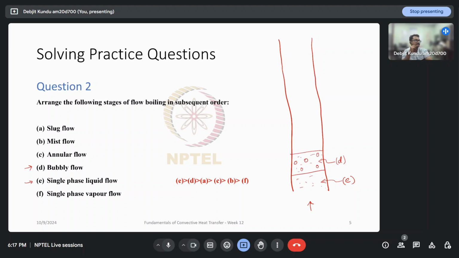Then after that, these bubbles will keep on growing bigger and coalescing with each other, forming these bigger slugs like this. There will still be small bubbles, but big slugs will start forming and covering more volume of the entire fluid. And these coalesced pockets of vapor are known as slugs. And this kind of flow is known as a slug flow, which corresponds to option A.